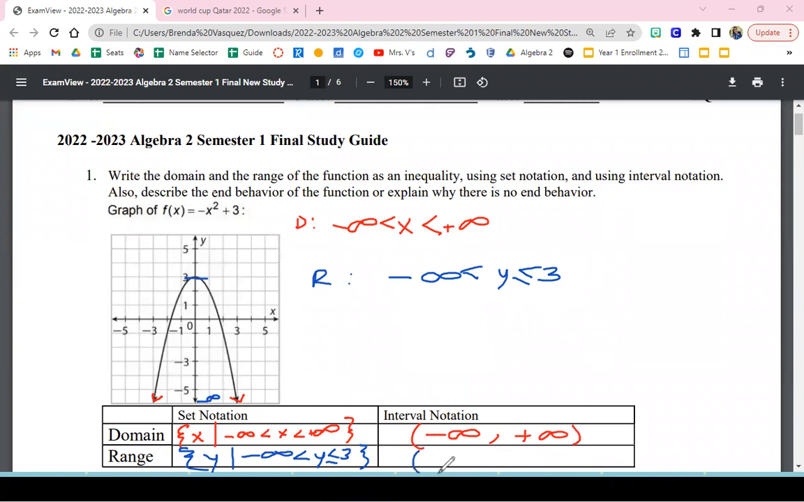Parentheses, negative infinity, all the way up to positive 3. Can we include 3? It's a bracket. Yes, we include 3. Woo-hoo. Not too bad, huh?